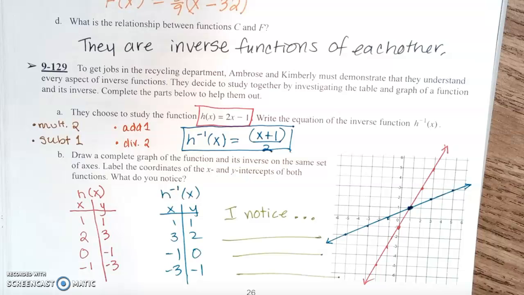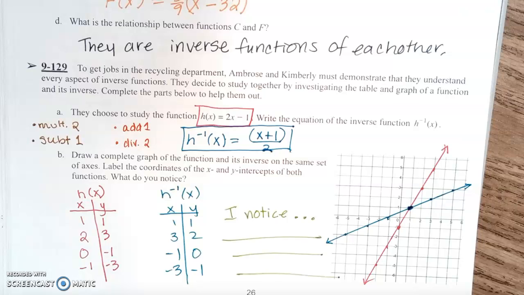Then if we use the inverse table, we're simply going to take these numbers and flip them. 1, 1 stays the same, but it's really flipped. 2, 3 becomes 3, 2. 0, negative 1 becomes negative 1, 0. And negative 1, negative 3 becomes negative 3, negative 1. We're simply swapping the numbers, okay?